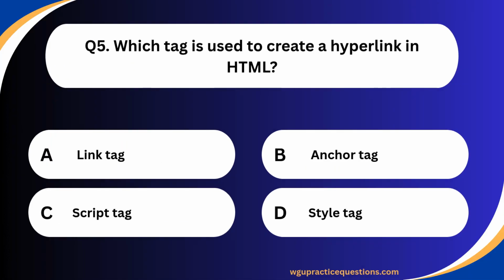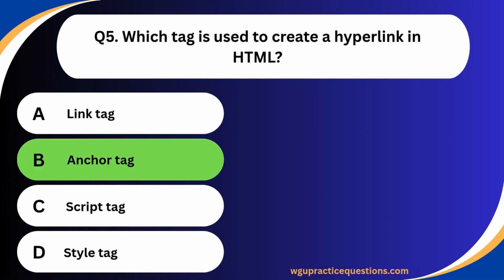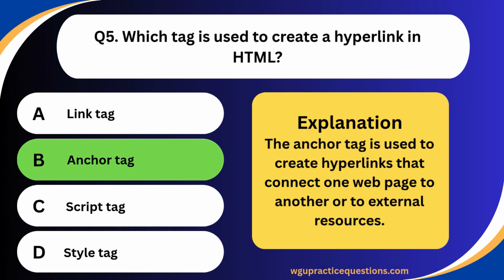Question 5. Which tag is used to create a hyperlink in HTML? A. Link tag. B. Anchor tag. C. Script tag. D. Style tag. Which one is the correct answer? The correct answer is B. Anchor tag. Explanation. The anchor tag is used to create hyperlinks that connect one web page to another or to external resources.